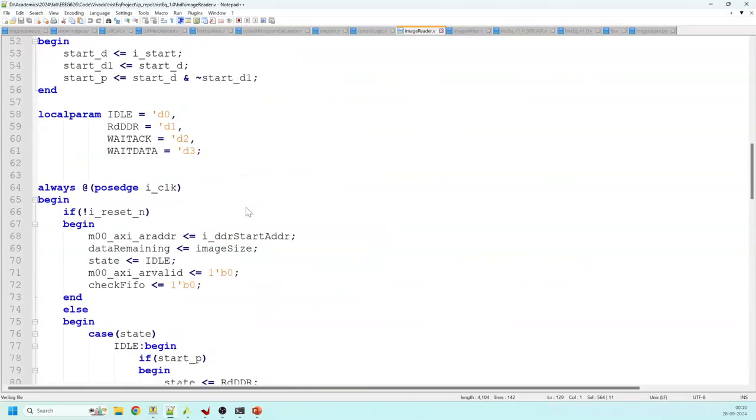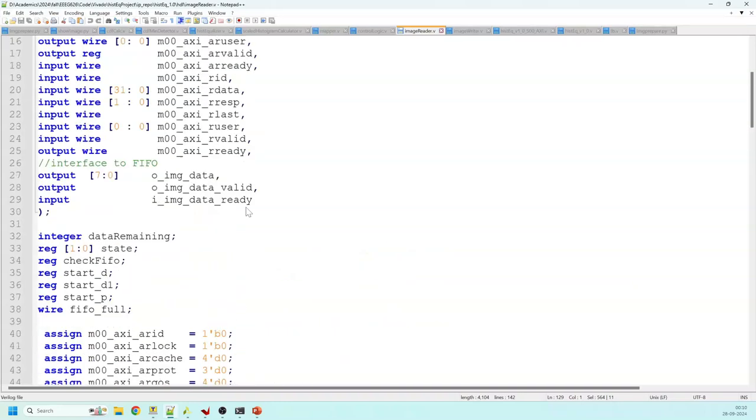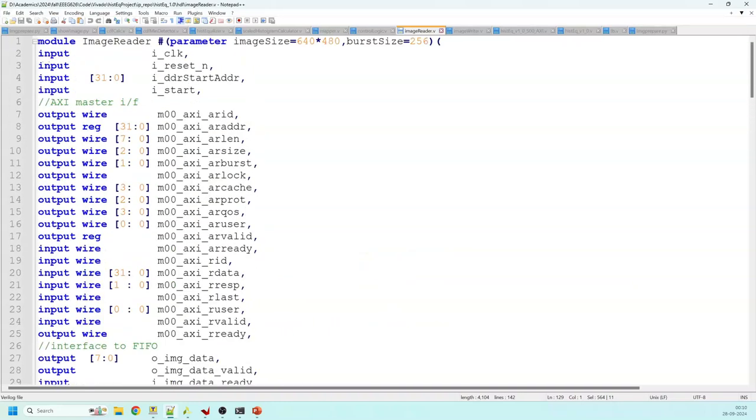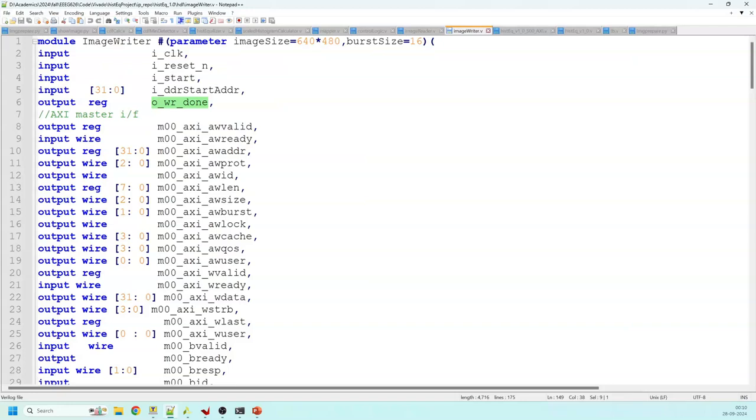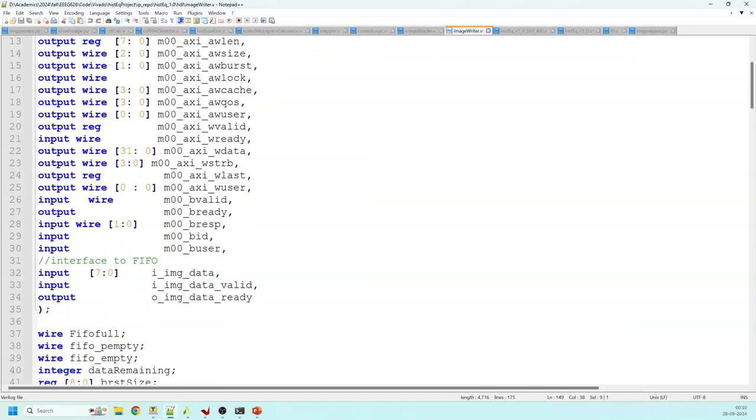Again, you will have to go through the code to understand what is happening. Simulate a few times to get an idea. In the same way, we have the image writer also, which is the reverse logic. That is getting the image data.